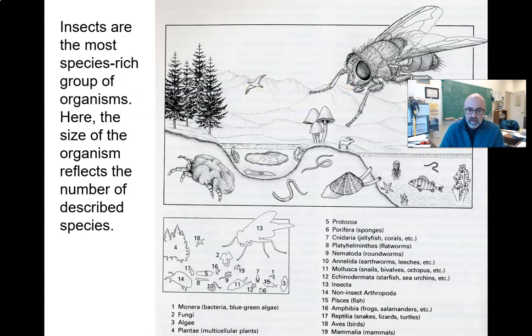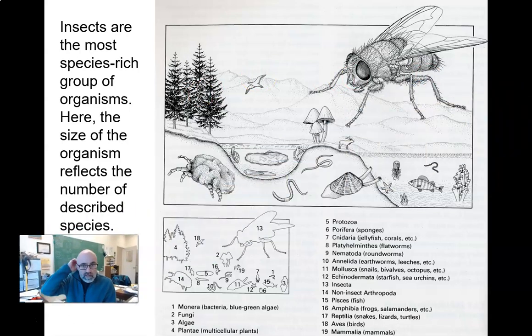Why spend one whole lecture on one class? Well, this is your answer here. This comes from E.O. Wilson, Edward Wilson's Diversity of Life, and the size of these organisms is proportional to the number of species that has been described in that group. So including plants, right? Fungi, protozoans would be this little ciliate thing here.